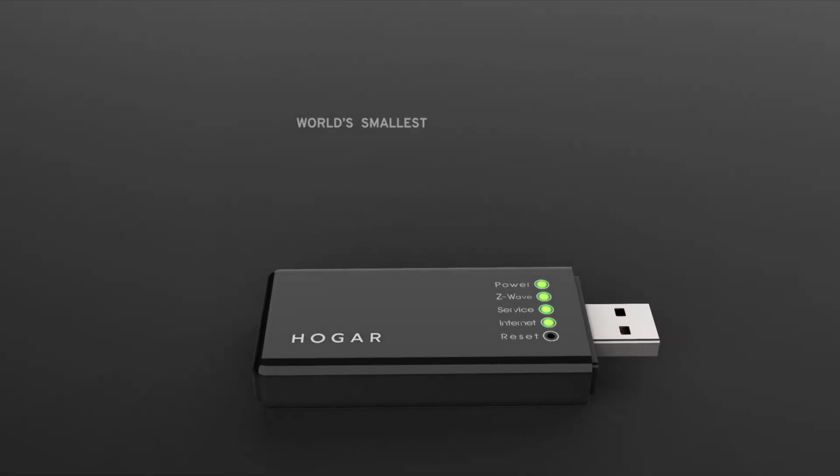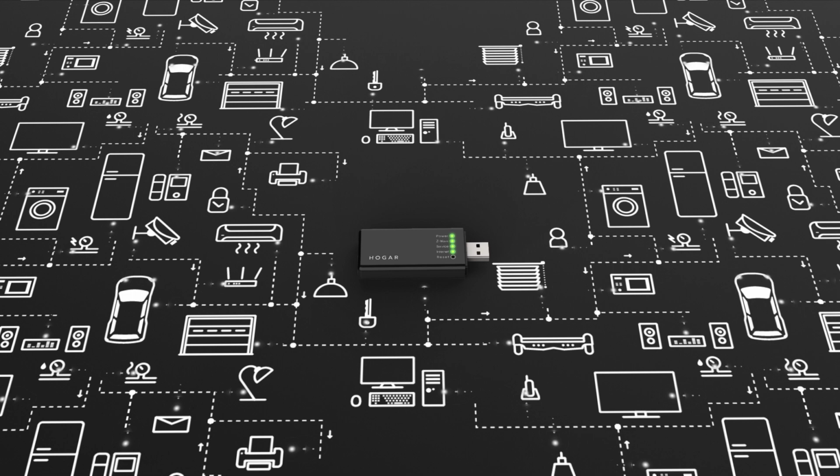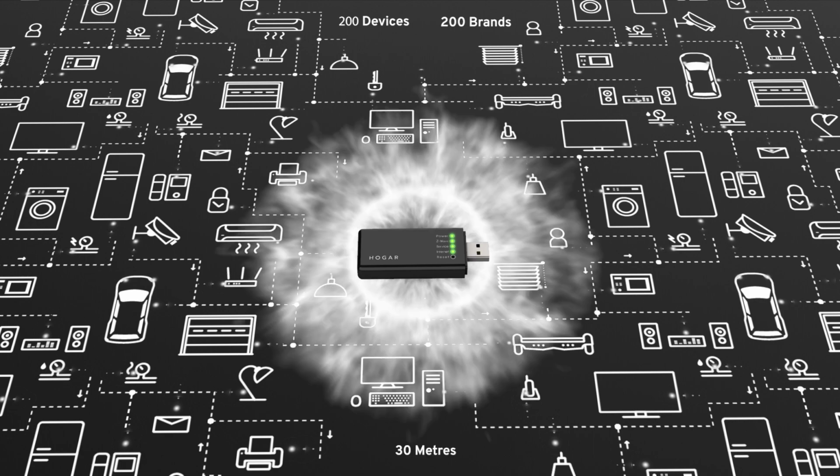It's the world's smallest home controller. HC Mini can connect and configure up to 200 different smart home devices compatible across 200 brands over a range of 30 meters.